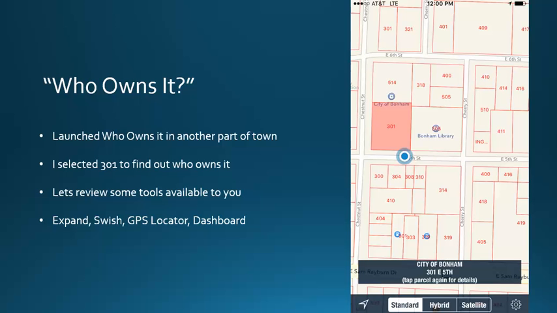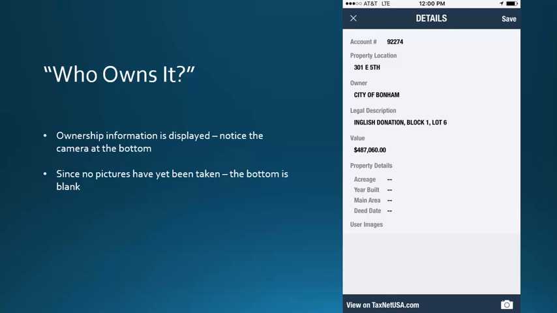Here I just went to another section of town and launched Who Owns It again. Notice the properties are displayed all around me. I clicked on 301, which is the city of Bonham. You notice at the bottom of the screen we have a couple of different tools you can use. The triangular bar to the left of the word standard resets the GPS. So in the event you think the GPS is off, push it. The standard view is what you're looking at. We talked about hybrid and satellite view, and the little gear in the right hand corner is the Who Owns It dashboard. Here I selected on 301, and we notice it shows who the owner is.